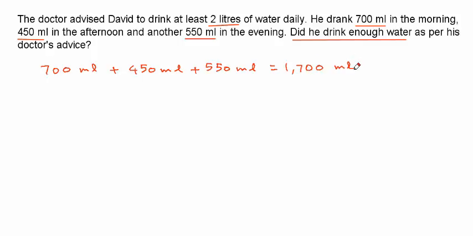1,700 milliliters. And given that 1,000 ml is equal to 1 L for liters, you could either change this 1,700 ml to a certain number of liters by dividing with 1,000, that gives you 1.7 liters, or you could have also changed the 2 liters by multiplying that with 1,000, which is 2,000 milliliters. In either case, as you can see, David actually didn't drink the amount of water that his doctor advised him to. So this answer is a no.